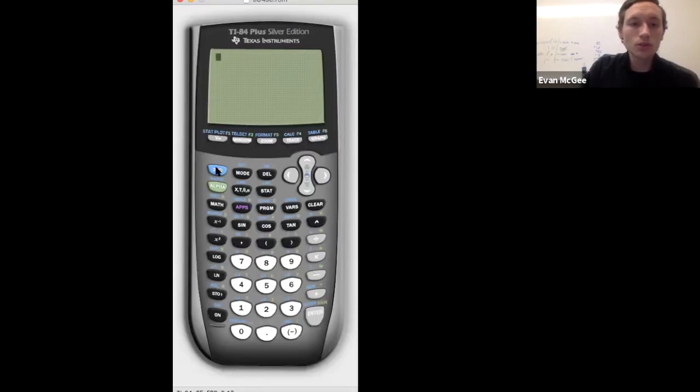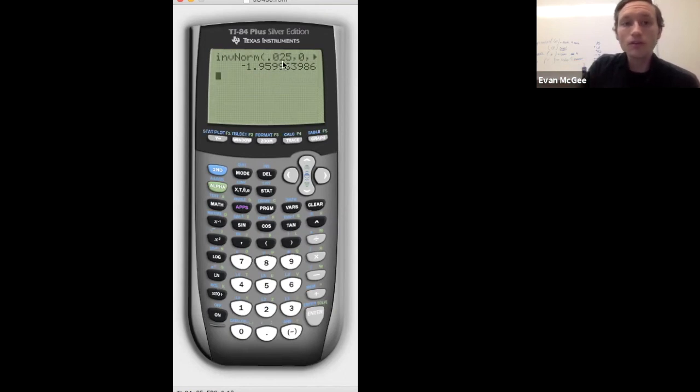To get to inverse norm, we do second vars, which takes us to distributions, inverse norm. The area we said was 0.025, the mean of 0, standard deviation of 1. So paste, and that will give us negative 1.96 essentially. So this is one way you can find the critical value, which is 1.96, because for a confidence interval, you use the negative and the positive. So all you really need is the value, and you're going to use both the negative and the positive of it.